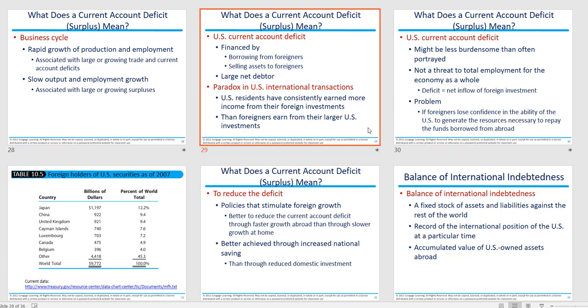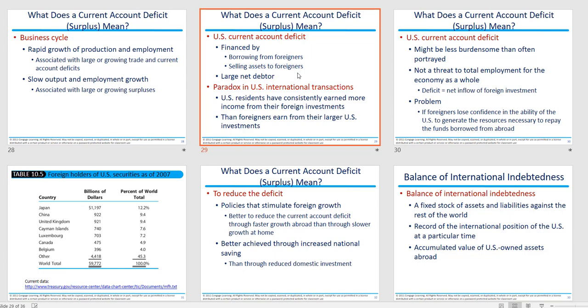And the paradox that is noted here is, well, if we have a current account deficit, then we are basically borrowing from foreigners, and we are selling our assets to foreigners because we are consuming more than what we produce. In order to buy that extra, we have to finance it, and that financing is either by borrowing from foreigners or selling them our stuff.